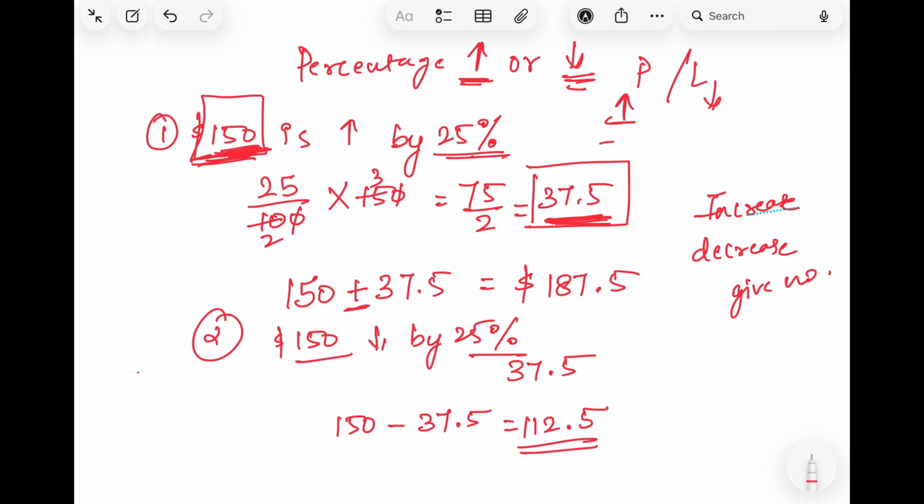Okay. After that, the last topic in this chapter is reverse percentage. As the name tells, reverse percentage. Reverse means exactly opposite, or we need to do the reverse of what we were doing till now. So reverse percentage means working backwards to find the original amount.